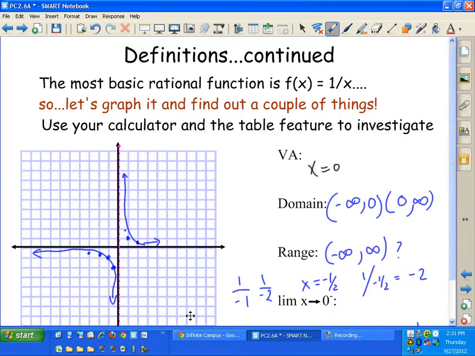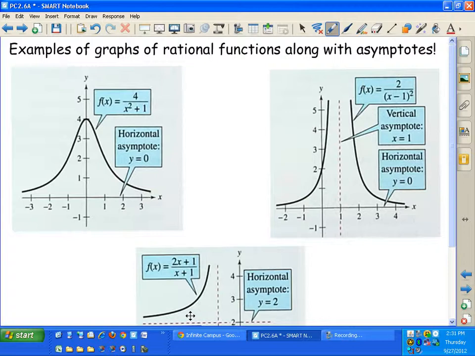And then here are some examples of graphs with asymptotes. This one doesn't have a vertical asymptote because if I set the bottom equal to 0, x squared plus 1 would end up being an imaginary number. So there is no vertical asymptote, but it does have a horizontal asymptote at y equals 0. Over here we have a vertical asymptote because if I set the bottom equal to 0, I would get positive 1, and so there it is right there, and then a horizontal asymptote at 0, and we'll talk about how you get horizontal asymptotes in class.